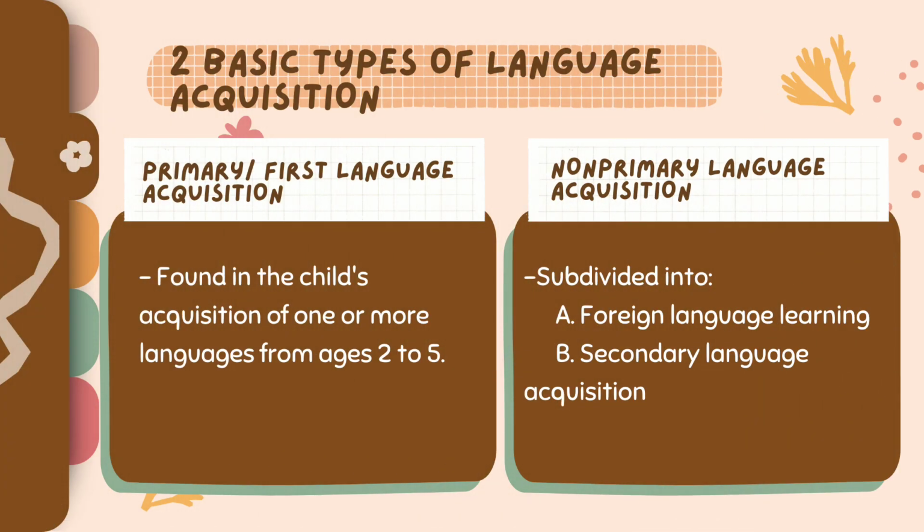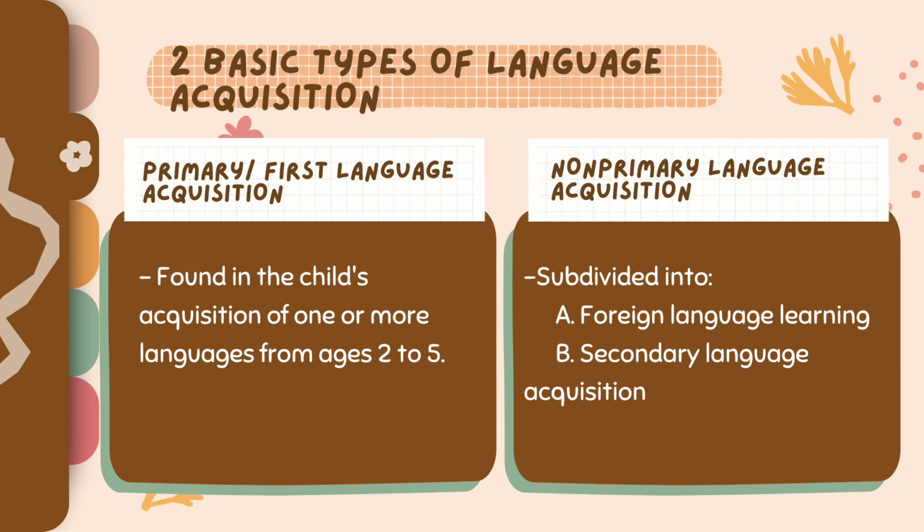Good day, everyone. A while ago, John Jay already introduced the two basic types of language acquisition, but let us get to know more about it. The two basic types of language acquisition are primary language acquisition and non-primary language acquisition, which is subdivided into two, namely foreign language learning and secondary language acquisition.